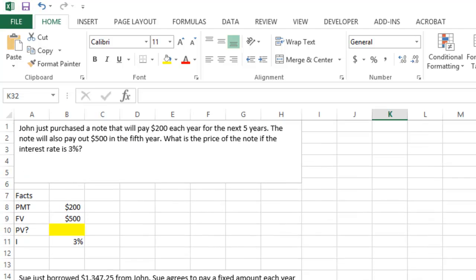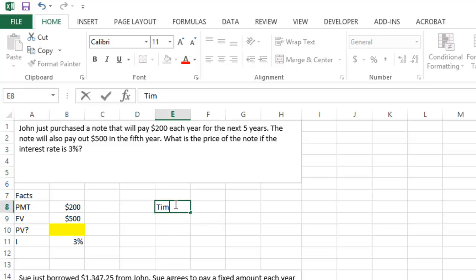So in the first problem, we see that John just purchased a note that will pay $200 for 5 years, and then in the 5th year it will pay out $500, and I want to know what price is the note, or what is the value that he paid for the note. So first I'm going to create my timeline, which I'll do right here.